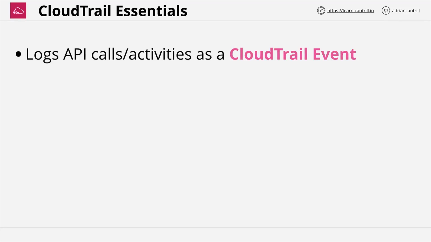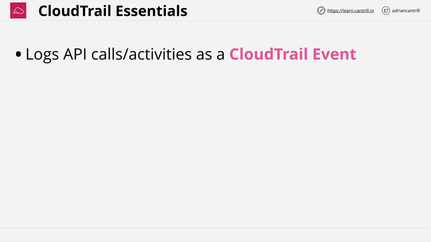Now I want to quickly start with the CloudTrail basics. The product logs API calls or account activities, and every one of those logged activities is called a CloudTrail event. A CloudTrail event is a record of an activity in an AWS account. This activity can be an action taken by a user, a role, or a service.